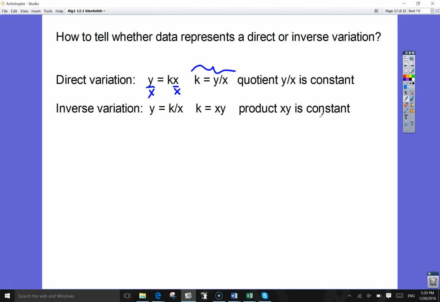So if you want to check to see if data represents an inverse variation, then check the products of the x coordinate times the y coordinate. If you always get the same thing, then you know you've got an inverse variation. Now, if you've checked for direct and it's not direct, and you've checked for inverse and it's not inverse, then it's neither. So it's possible to get one of three answers by doing this kind of problem.